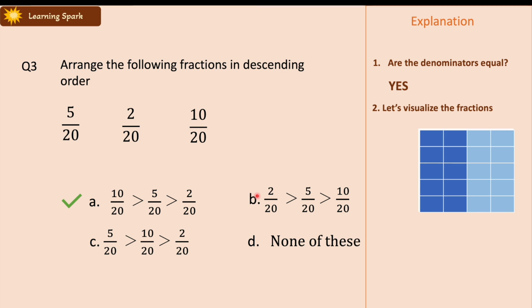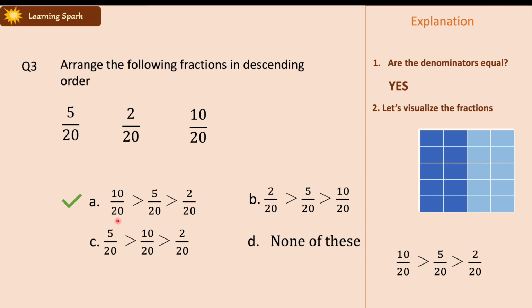So finally, this is the order. 10 by 20 is more than 5 by 20 is more than 2 by 20, right? And now let's see whether it is ascending or descending order. It says descending order. Descending order means what? Descending order means the largest number will be arranged first and then it will come down gradually.